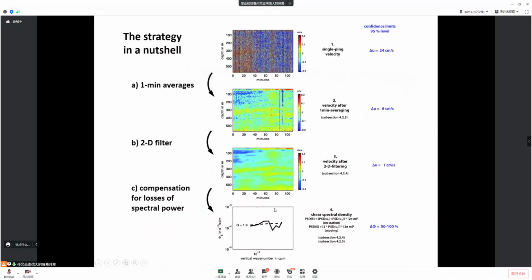So to put it in a nutshell, let's say this is what happens to the ADCP recorded velocities when we do all these steps here. So we record single ping velocities in the beginning, and the noise is so high usually that we can't see anything. And then we do some little time averaging and see that some structures are rising here.